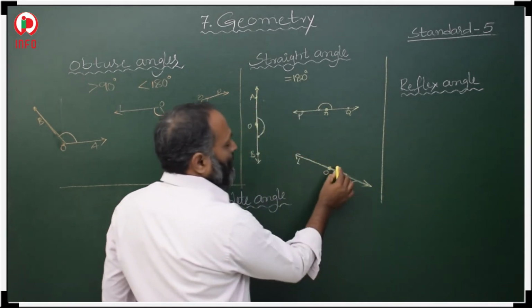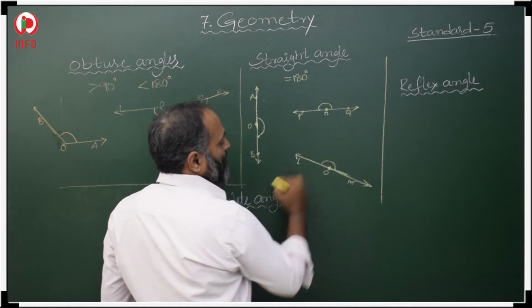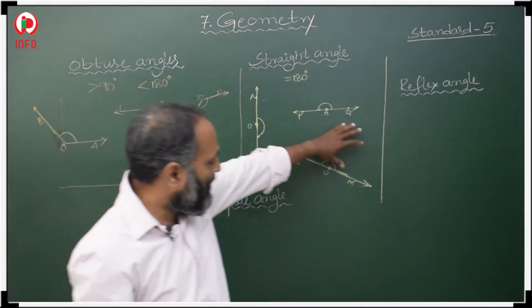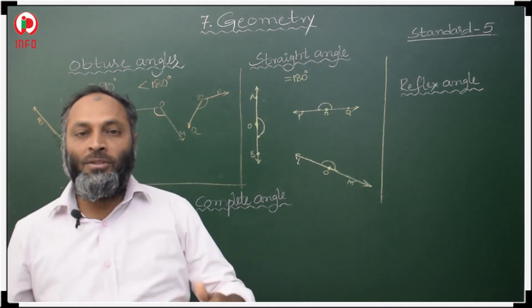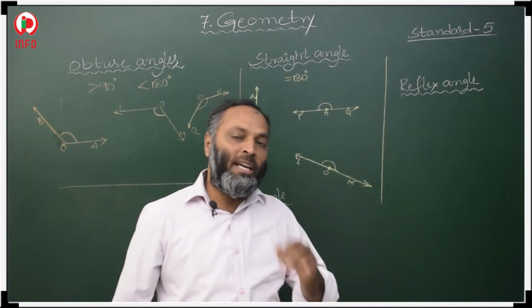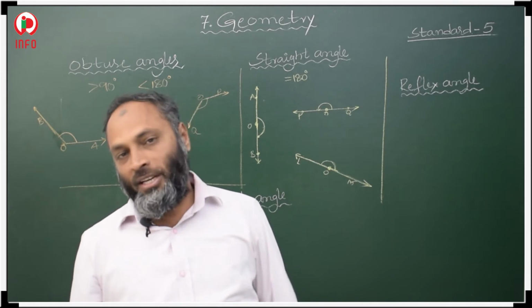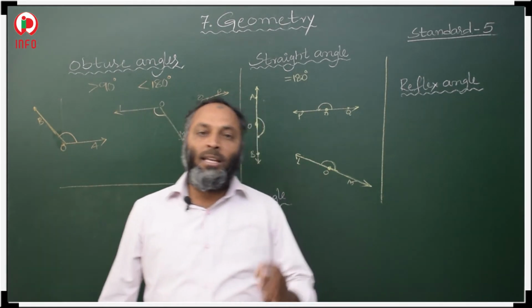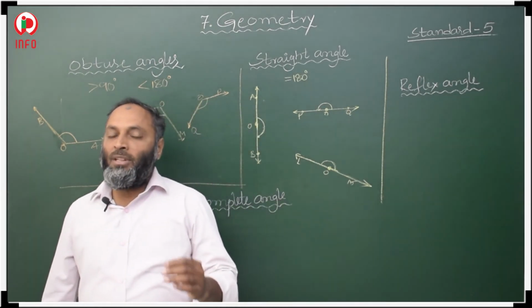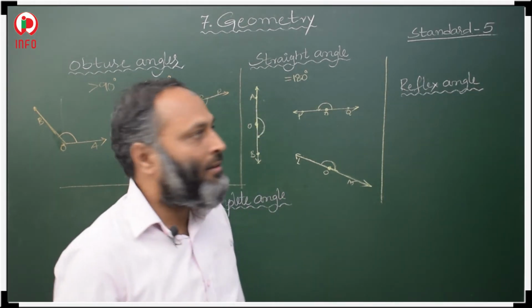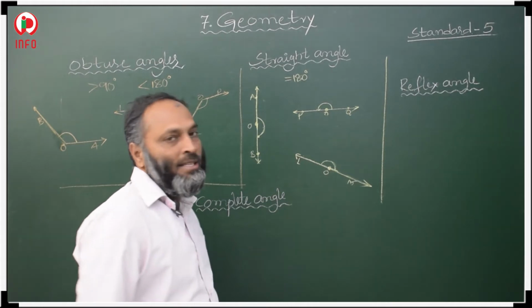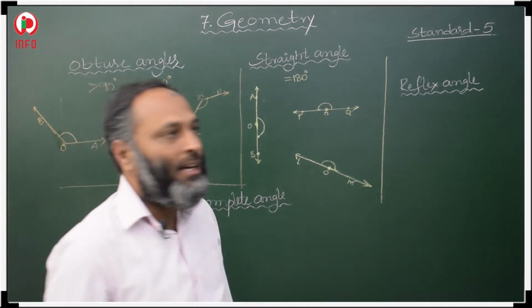Okay. The angle between these two rays is 180. It means the two rays are straight. If the two rays are straight, then no doubt the angle between the two rays is 180 degrees. Straight angle means the angle between the two rays is 180. That angle is a straight angle. Okay. Reflex angle. What is a reflex angle?